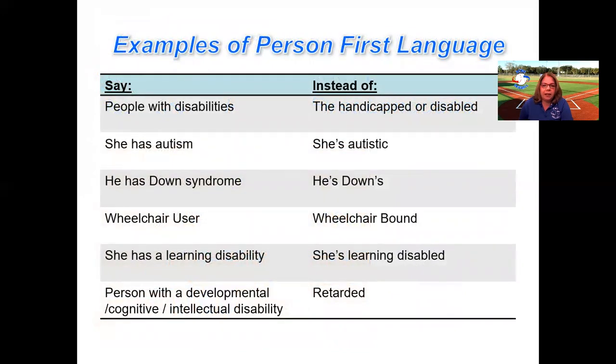So rather than saying she's autistic, you would say she has autism. Rather than saying she's learning disabled, you would say she has a disability. So we want to say he is blind versus a blind person. So that is something to think about. And certainly the word that's on the bottom of the column on the right, that's just a word that we don't want to use at all. It has no place. And if you hear someone still using that old archaic word, that's not nice. Kindly correct them to not use that word anymore.